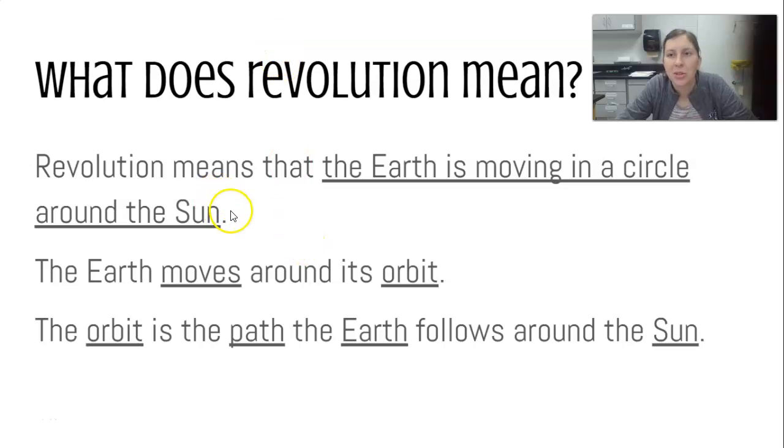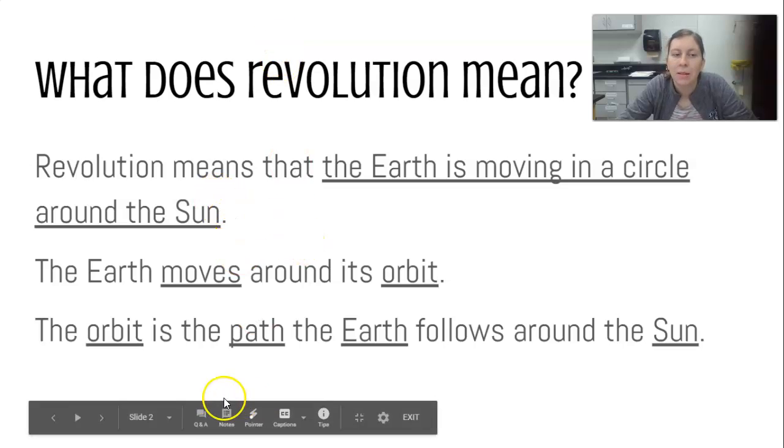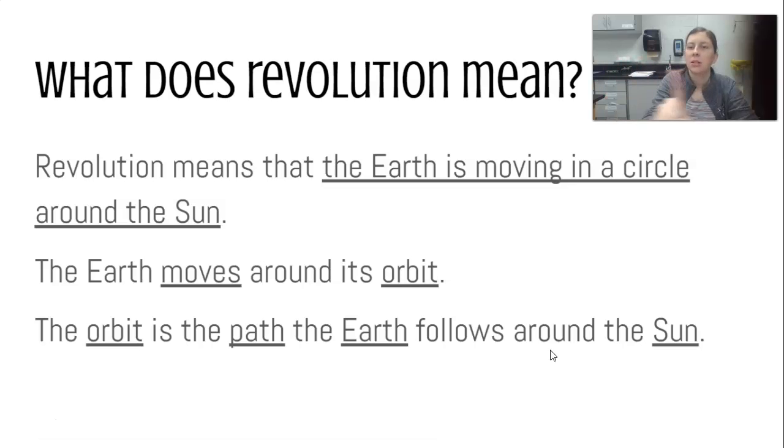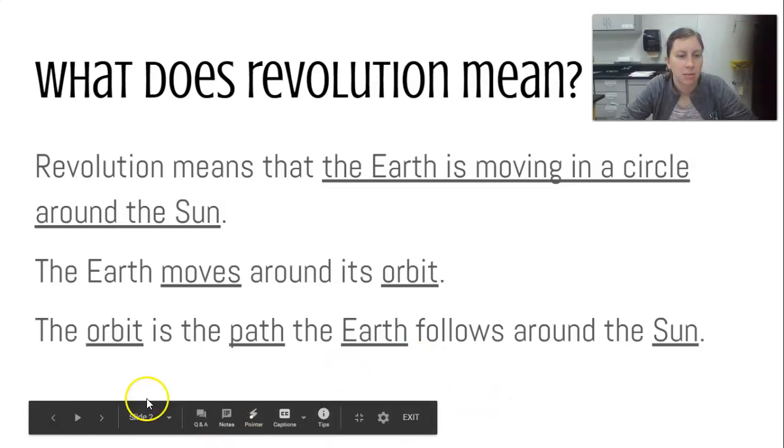The Earth moves around its orbit. The orbit is the path that the Earth follows around the sun. So it goes in the same path every single time, and we call that path an orbit. Orbit can also be a verb. The Earth orbits the sun. But when we are referring to the Earth's orbit, that would be the path that it takes around the sun.